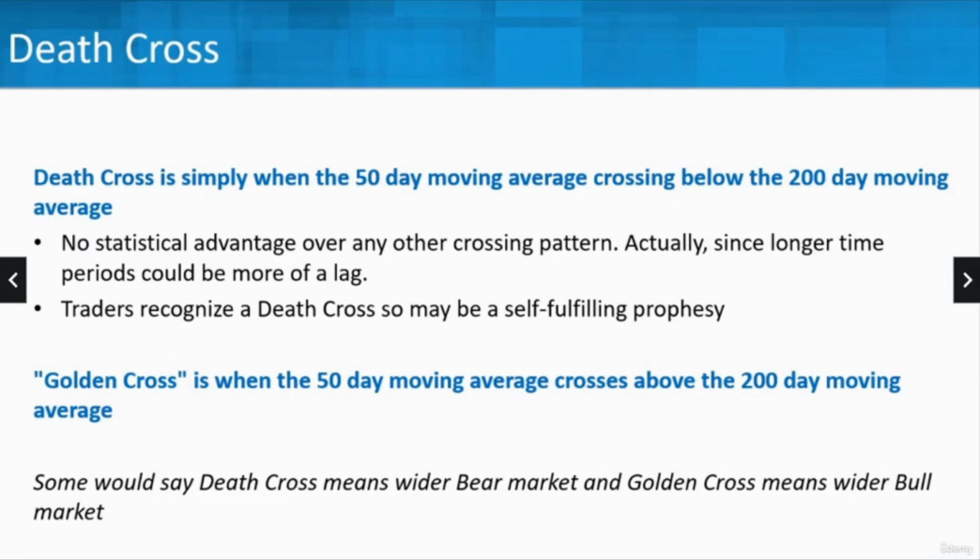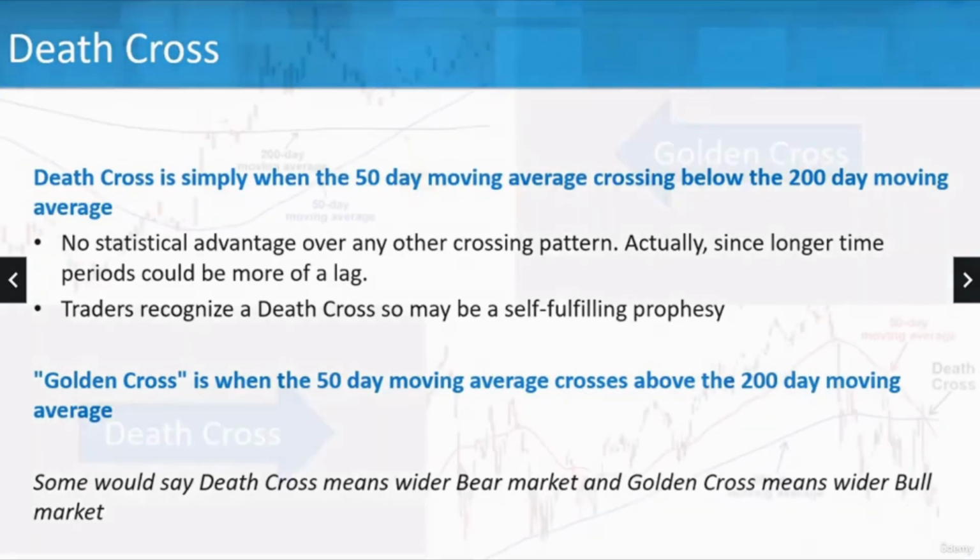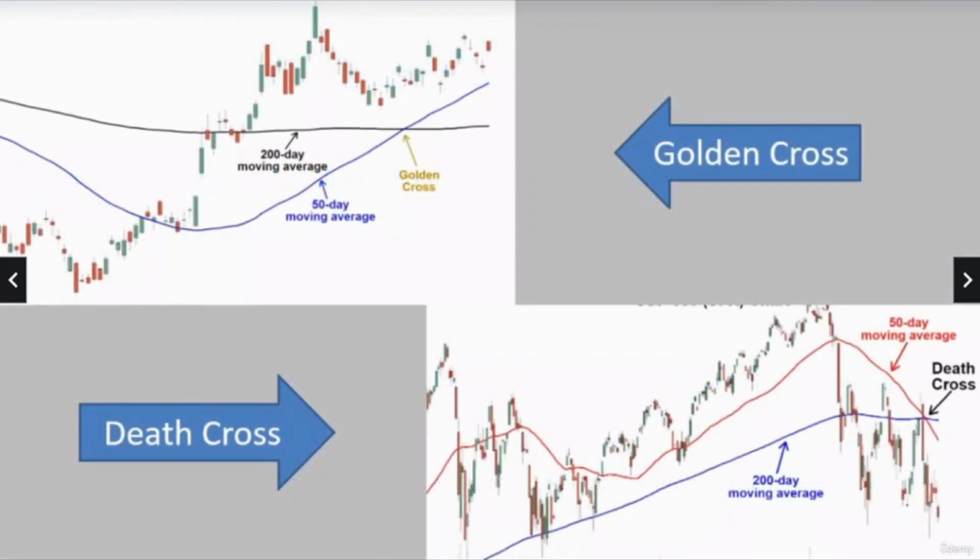Some would say a death cross means a wider bear market, and a golden cross means a wider bull market. It does mean that a shorter-term moving average has crossed a longer-term moving average, and we know that means something. People trade on that, and we can trade on that. But there's no guarantee that things are going to get bad or get really good, depending on your point of view. If we looked at it graphically, you get your 200-day moving average, and you have your death cross when it goes below, and your golden cross when it goes above. So that's how that all works.